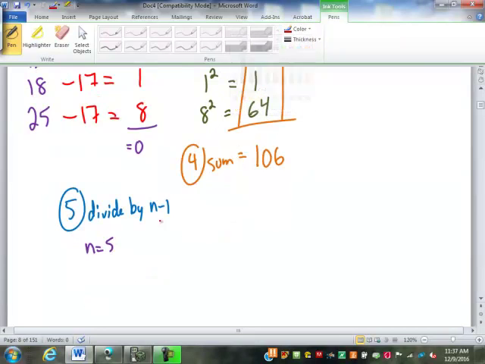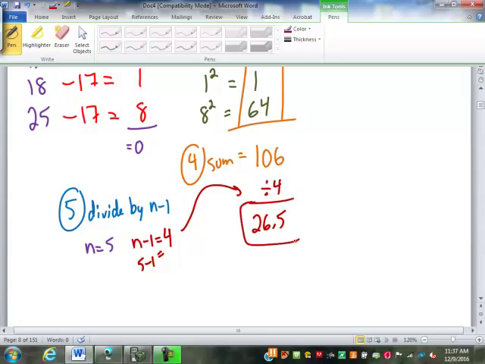So that means that n minus 1 equals 4. 5 minus 1 is 4. So that means we're going to divide by 4. So we get 26.5. That number, by the way, would be what's called the variance. If we were asked for a variance, that's what we would give.